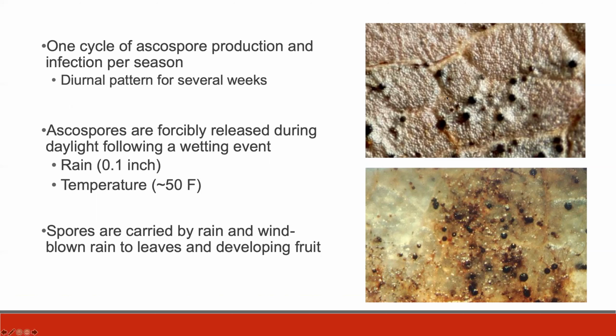The top image here shows pseudothecia on leaf debris before a rain event, and on the bottom after the rain event. You can see that the pseudothecia after a rain event are globular compared to those before the rain event. And this globular structure is the asci with the ascospores.